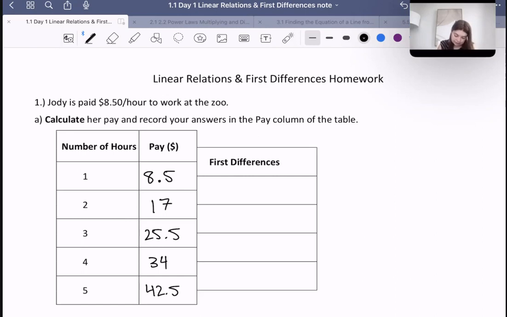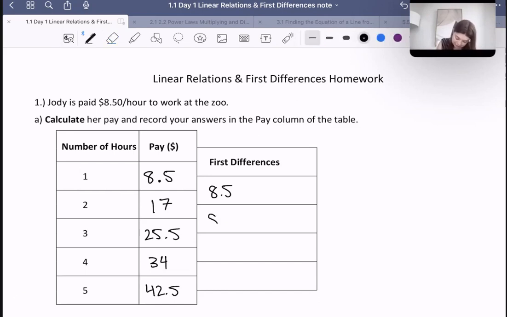$42.50. So we already might realize that the first differences are going to end up being the same here because what did we do each time? Every extra hour she worked, she got paid an extra $8.50. It's not as though if she works more hours, they'll give her more per hour at a certain point, at least not in this example. It's just the number of hours you work directly determines your pay because it's an hourly rate. So the first differences for all of these are 8.5, but let's check on that. 17 minus 8.5 is 8.5.